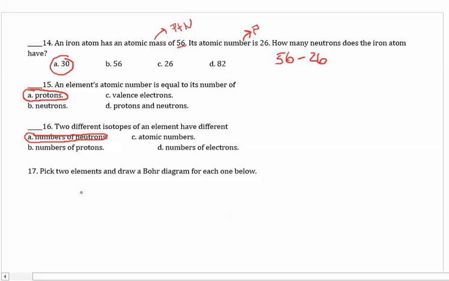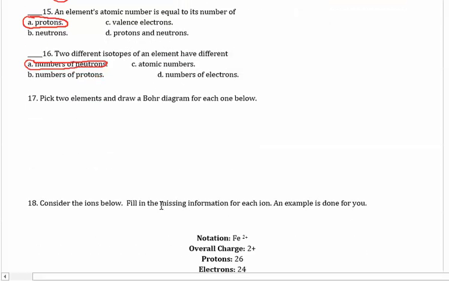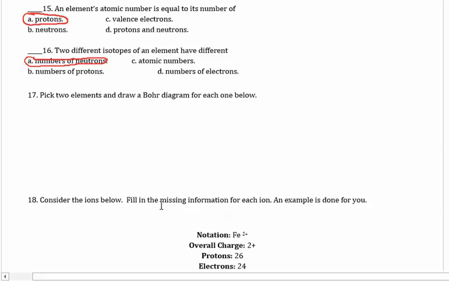Number 17, we're supposed to pick two elements and draw Bohr diagrams for each. So for this one, I'm going to make my life simple and pick some relatively small elements to draw. And I'm going to scroll back up to my periodic table to give us a little hand in just a second. But why not start with hydrogen?